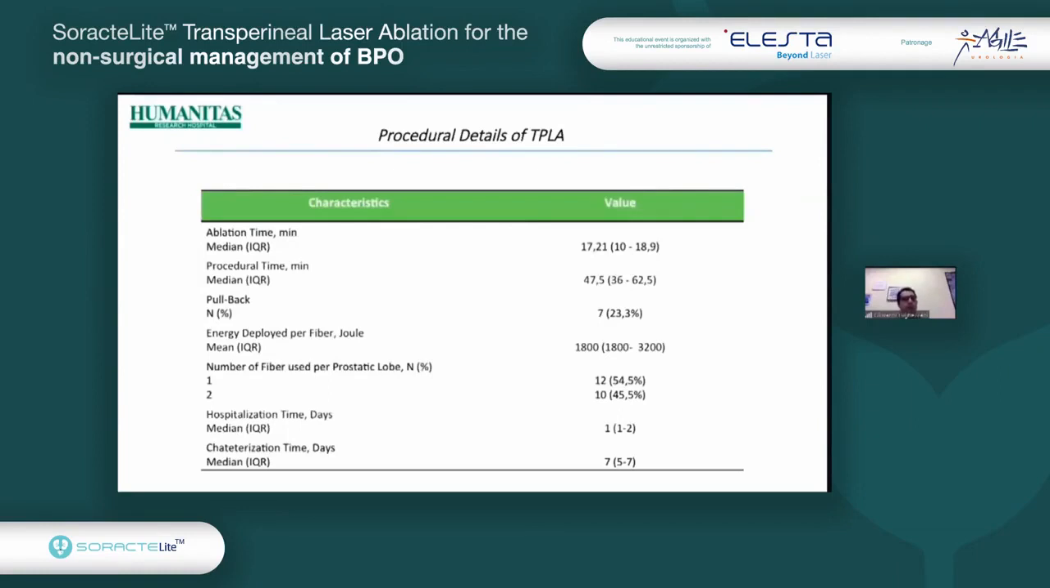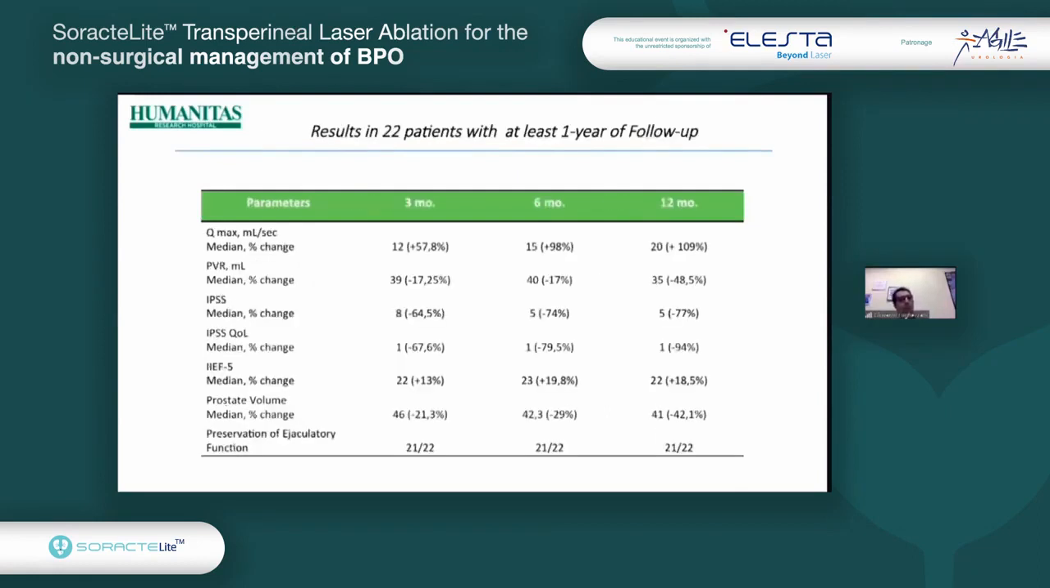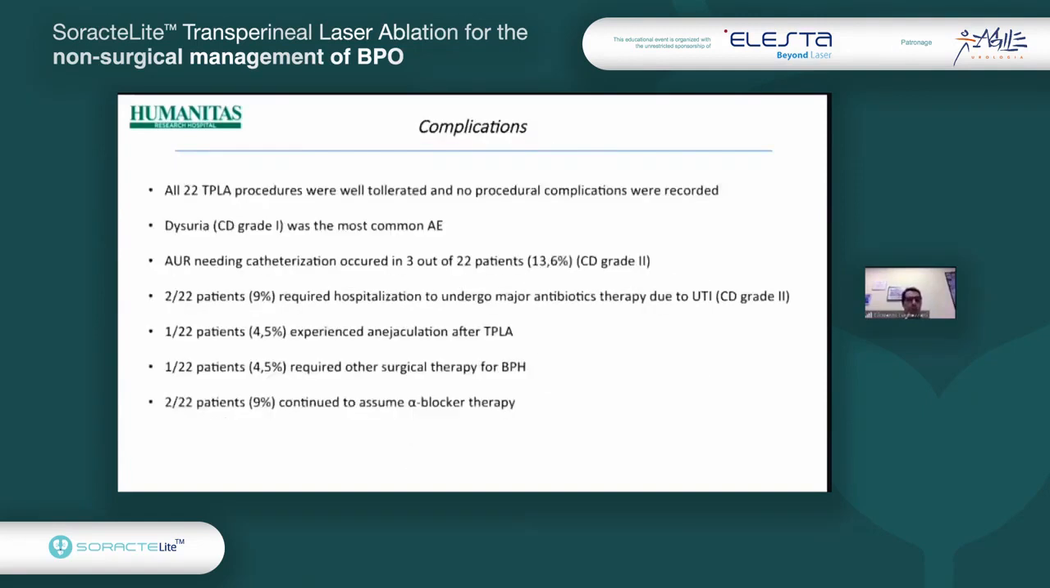7 patients received a pullback. That means that the needle was withdrawn approximately 1 centimeter and a new treatment was performed, and this was done in case of large prostates. The median catheterization time was 7 days. And these are the functional results, which are in line with those shown by Professor Di Tonno. We can see a clear improvement in all the parameters, the flow parameters and the IPSS. And more importantly, this difference is maintained and even more pronounced over time. Importantly, all of the sexually active patients maintained a good erectile function.